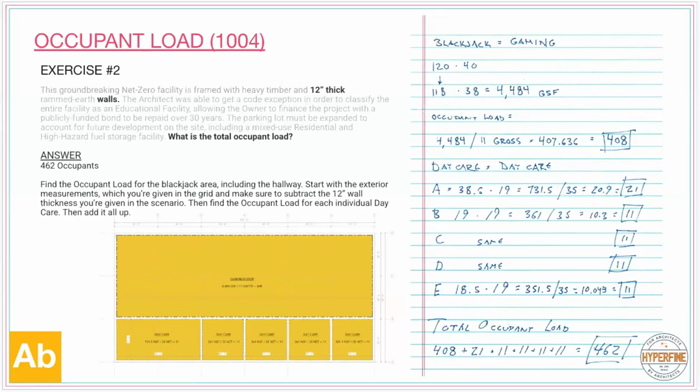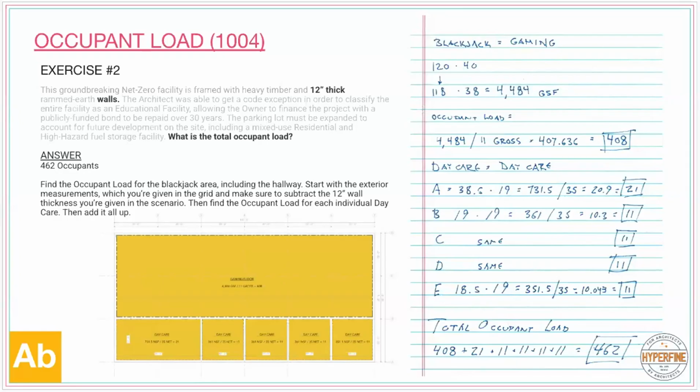So anyway, the daycares then are a net calculation. So you can see my math here. The one on the left is 38.5 by 19, works out to 20.9, which I round up to 21. The 3 in the middle are the same. So that worked out to 10.3, which rounds up to 11. And then the one on the right is a little bit smaller, but still rounds up to 11. You add all that up, and I got 462.